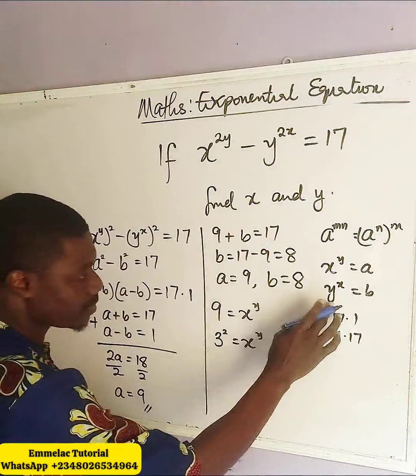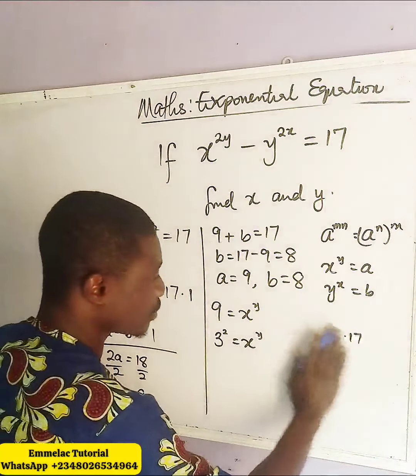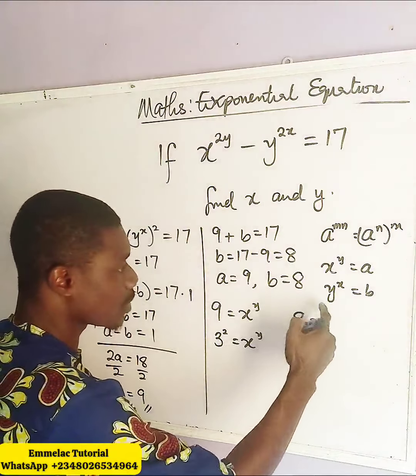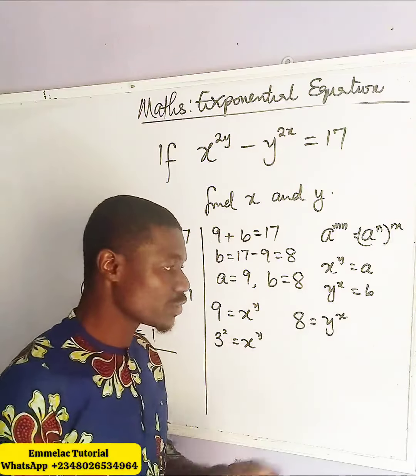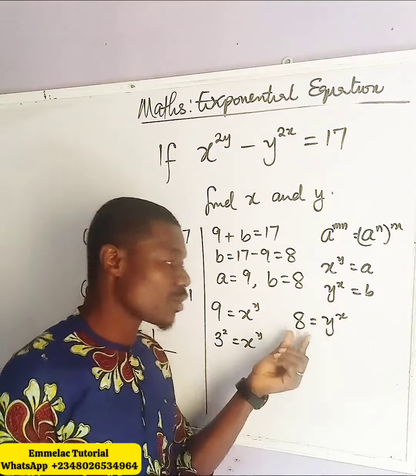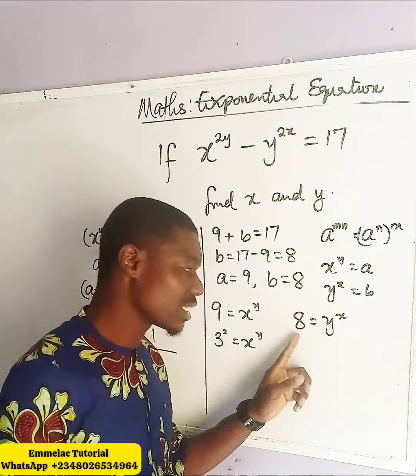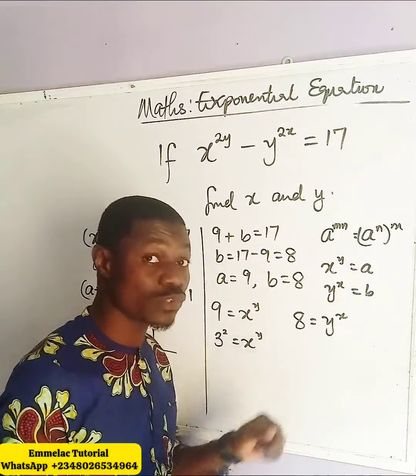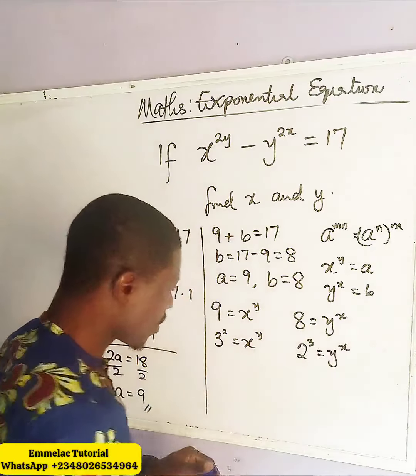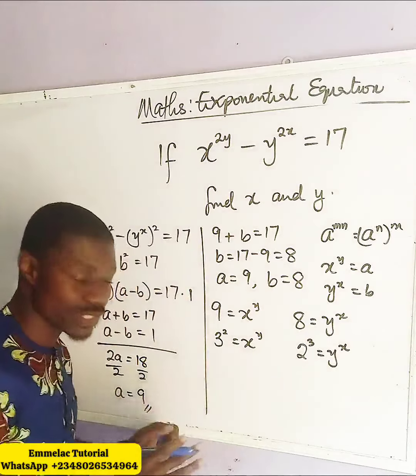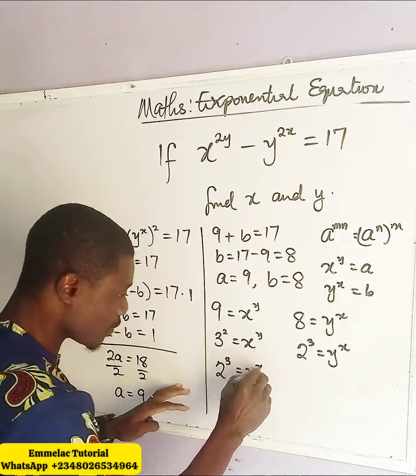Now let us come over here, b. Here you have that b equals 8. Let me just write it here. Then 8 equals, which is b, y raised to the power of x. Now since this is also an exponent, let's also change this to an exponent, or we call it indices. And the only possible indices that will give us 8 is 2 raised to the power of 3. 2 raised to the power of 3 then equals y raised to the power of x. Now let us reconcile both sides of this equation together.